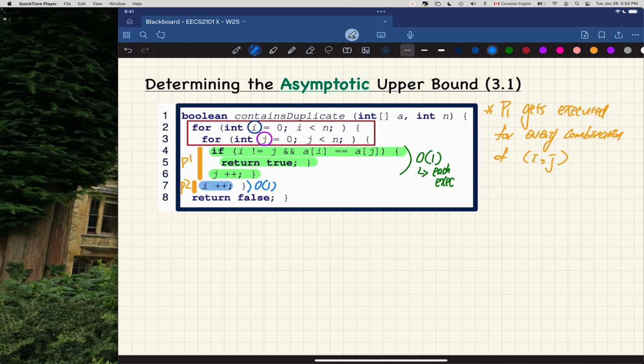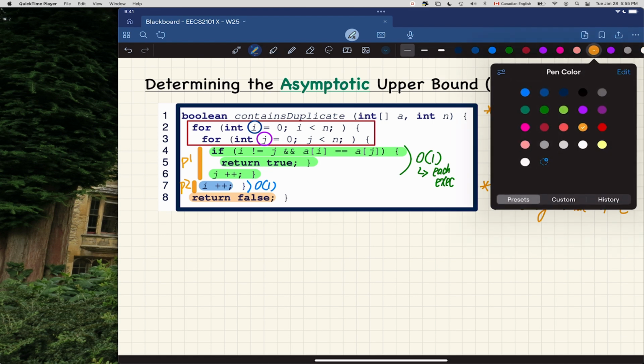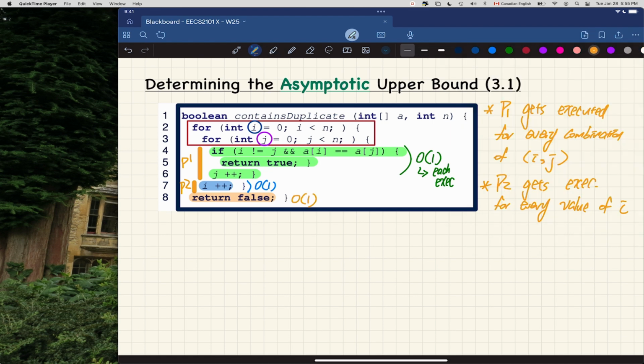And then I'm going to make some annotation here as well. And also P2 gets executed for every value of I. Right? So to figure out the value of I, you only need to look at the outer loop header, right? And of course, you can see outside the nested loop, we actually have this line here, the return. That one there is big O of 1, right? So we're pretty much there, except that we need to figure out exactly how many combinations of I and J there are. Okay, we've got to figure that out.